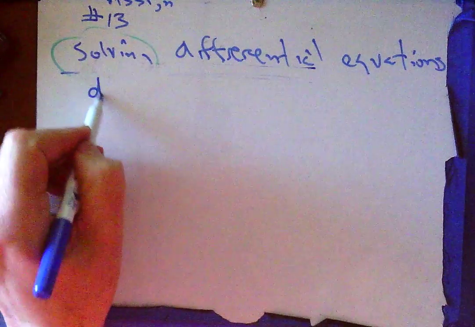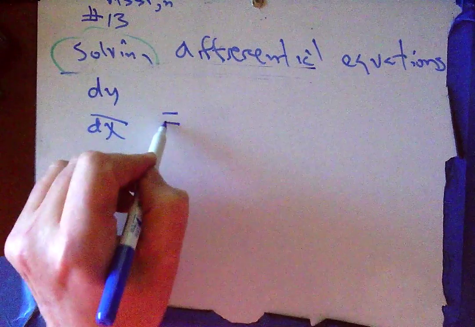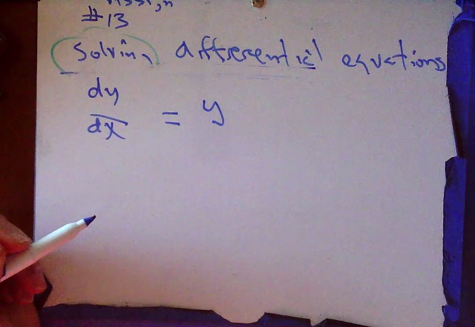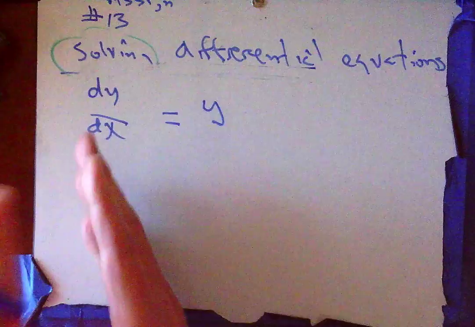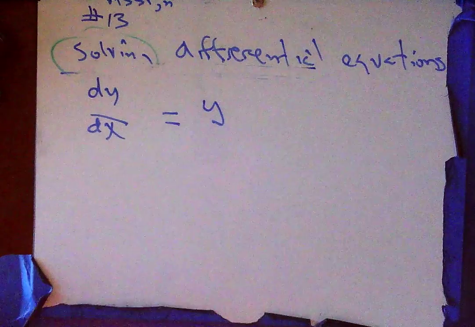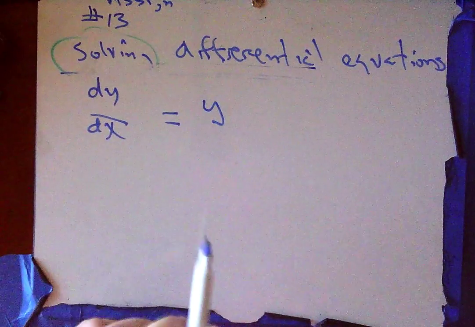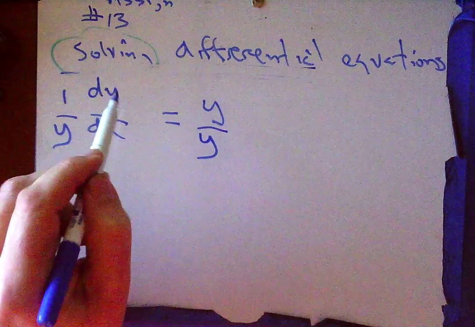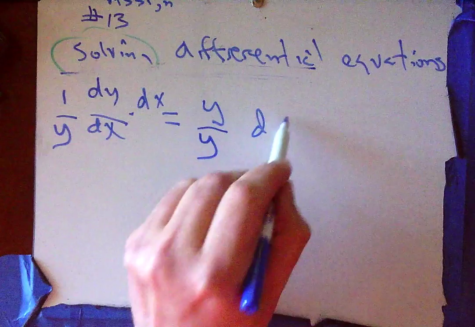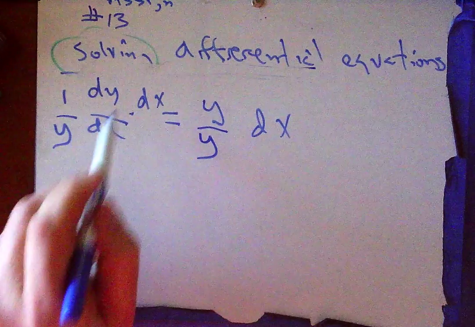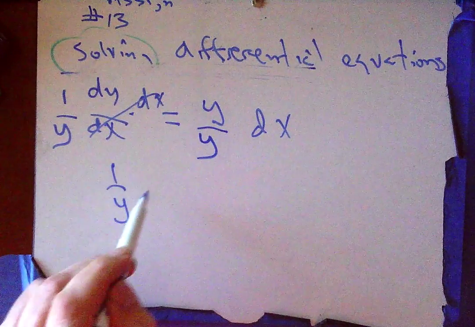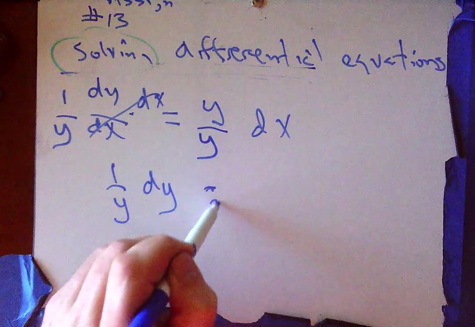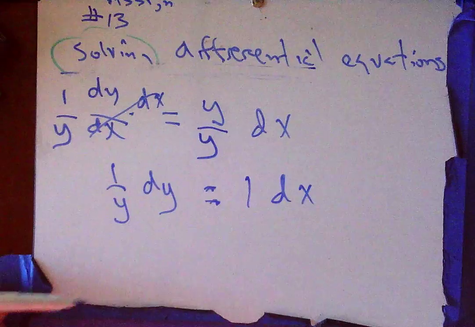dy dx equals y. So in the last one, I showed you moving all the x stuff to one side and all the y stuff to another side. And I kind of want to do that here as well. But I also want to multiply both sides by dx. So on this side, I have 1 over y dy. And on this side, I have 1 dx.